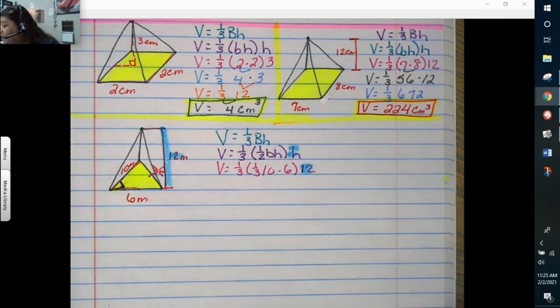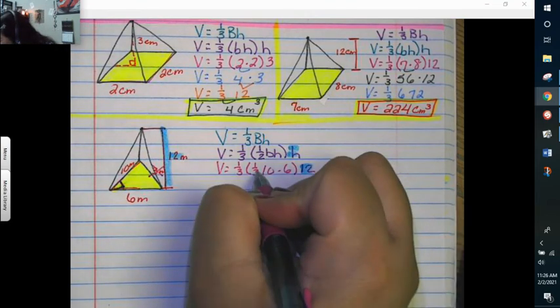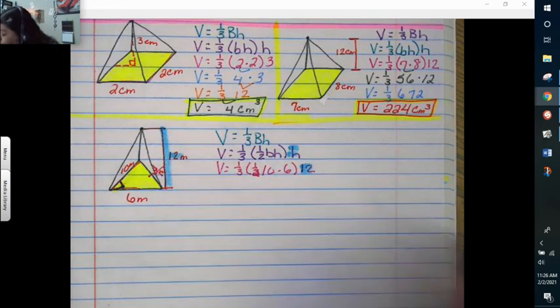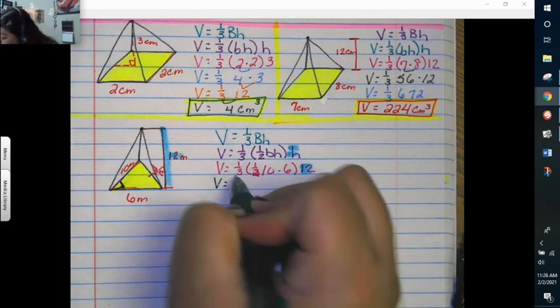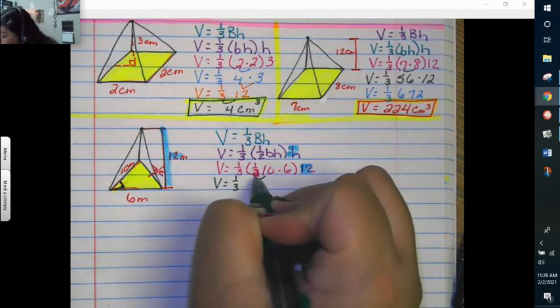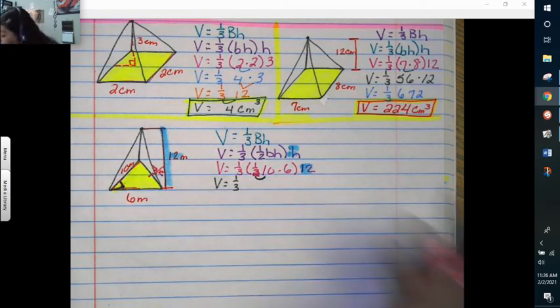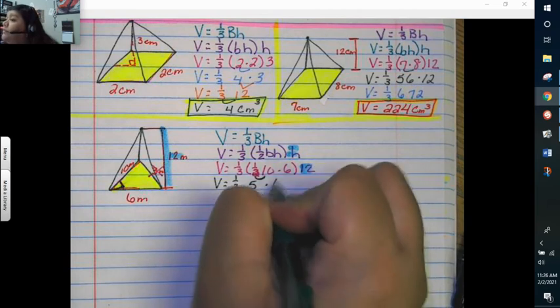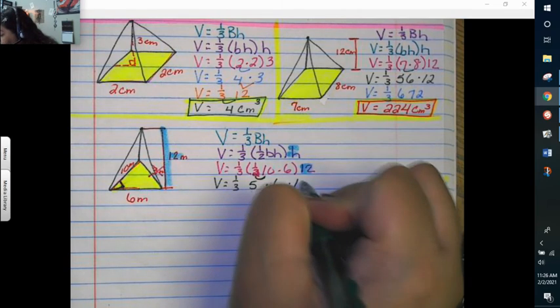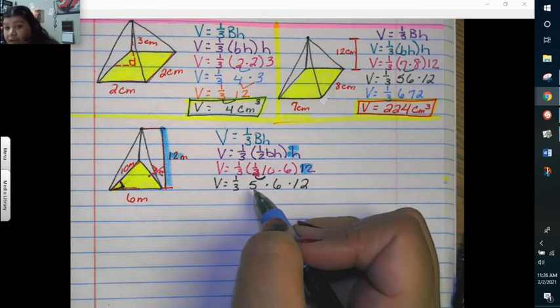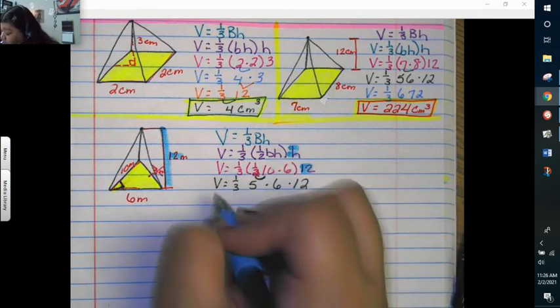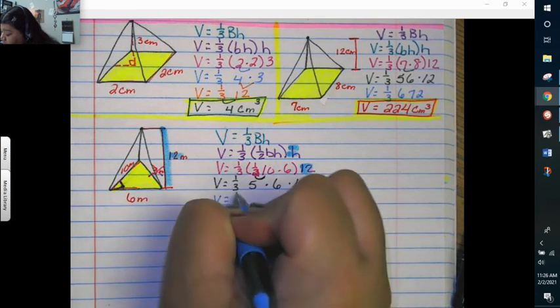Alrighty. Now it's just a matter of doing math. Take it 2 numbers at a time. Don't freak out. Oops. This is a 1/2. Okay. Take it 2 numbers at a time. I'll save that 1/3 for the end. So I'm going to do 10 divided by 2 because 1/2 of 10 gives me 5. 6 times 12. Okay. I definitely don't want to do 1/3 of 5. That's going to give me a decimal. I don't want to do the decimal. So I'm going to just leave 1/3 there for now.